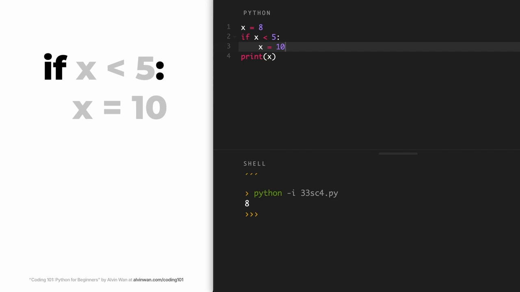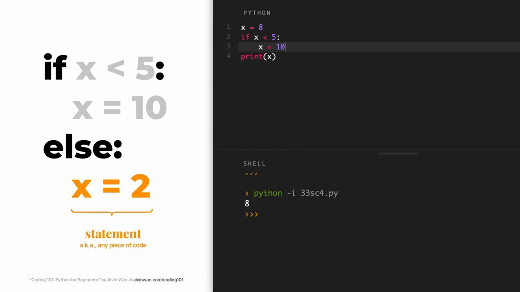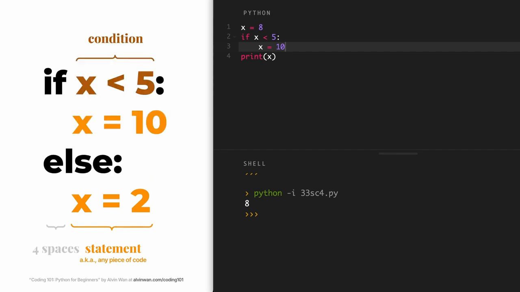The if statement has one more optional part. You can also add an else statement. The upcoming code runs if the condition, x is less than 5, is not true. Like before, add 4 spaces. Then add the statement to conditionally run. These are all the parts annotated so far. And here's the full if-else statement annotated.